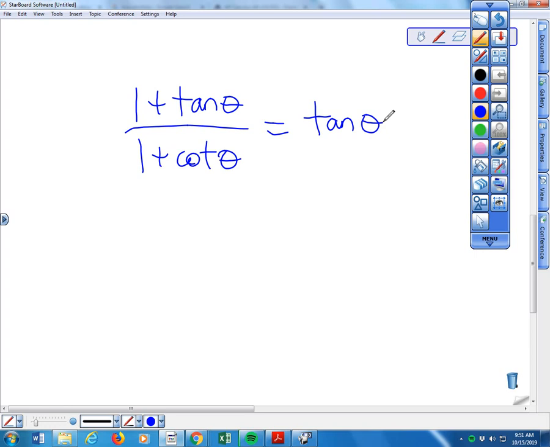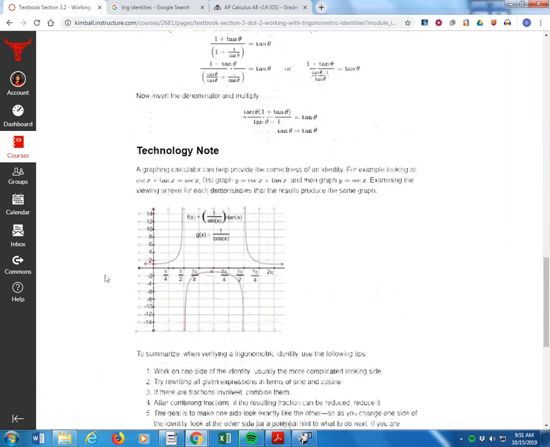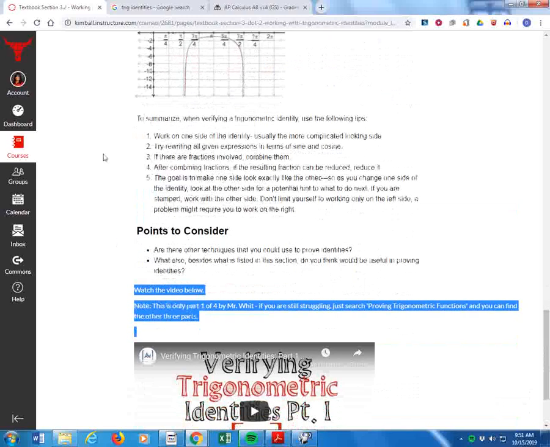Okay, so usually with these proofs, and in fact, if you go to the very first page of the section, I put on there, well, they're right here too. Work on one side of the identity, so don't try and work both sides. Just work on one, trying to get it to match the other. Try rewriting all expressions in terms of sine and cosine. If there are fractions involved, combine them. If you can reduce it, reduce it. And the other piece of advice would be, if you're going to pick which side to start with, start with the more complicated side, not the easier side.